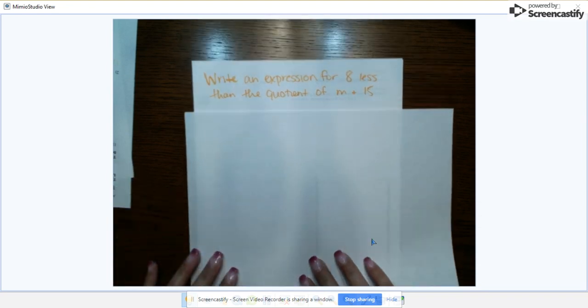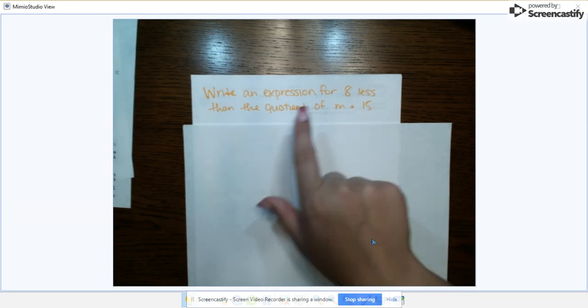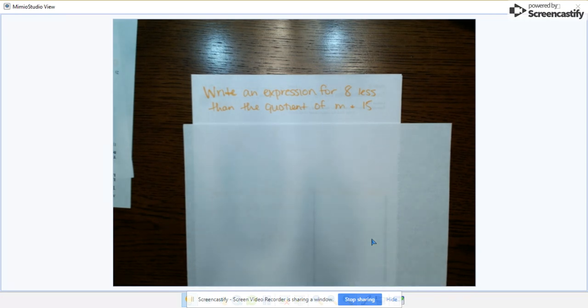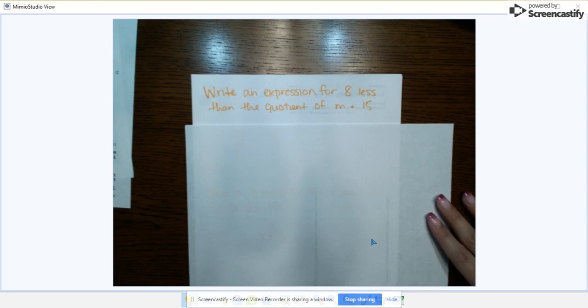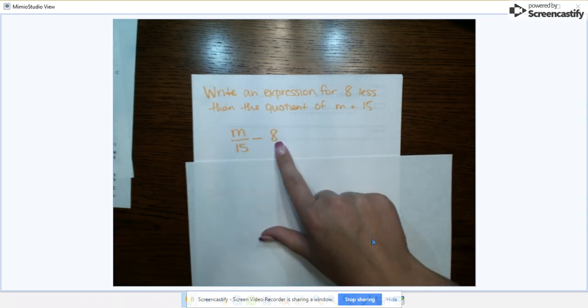Okay, here we're going to go a little more complicated. So it says write an expression for 8 less than the quotient of m and 15. So this 8 less than is going to be the last thing we talk about because we're taking it away from whatever comes first. So quotient, remember, means divide. So we take m divided by 15 and then 8 less than that, so minus 8.